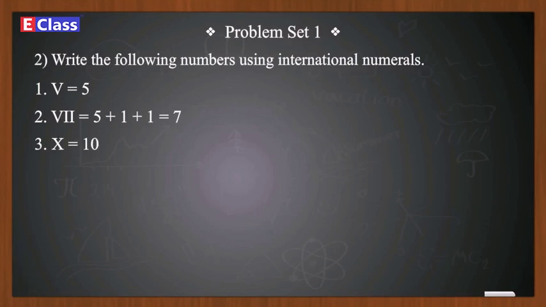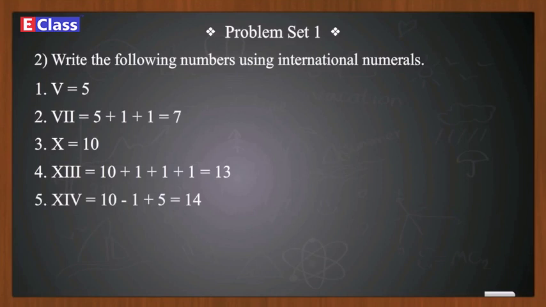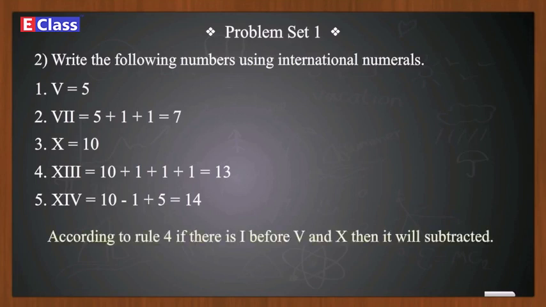3. X is equal to 10. 4. XIII is equal to 10 plus 1 plus 1 plus 1, which is equal to 13. 5. XIV is equal to 10 minus 1 plus 5, which is equal to 14. According to Rule 4, if there is I before V and X, then it will be subtracted.